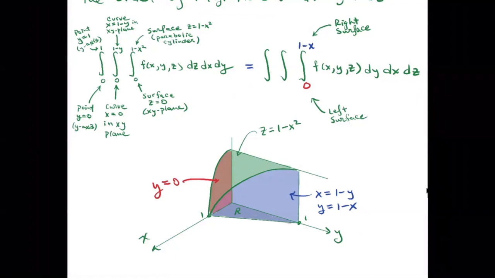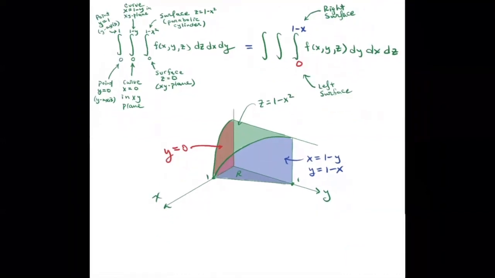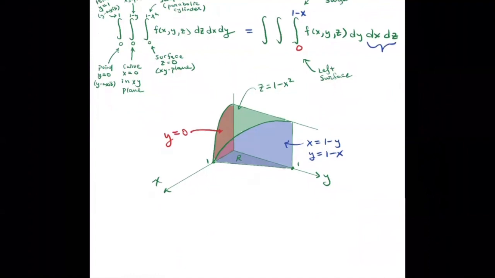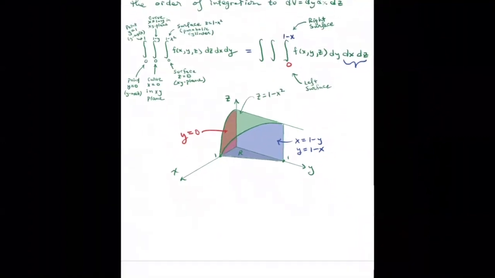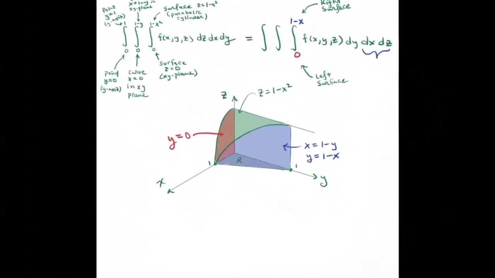Now, what's left are x and z, okay? So we need to project this region into the xz plane. Okay, so right here, you can kind of see it, but I'm going to need to draw it, I guess. So let's do the projection into the xz plane.